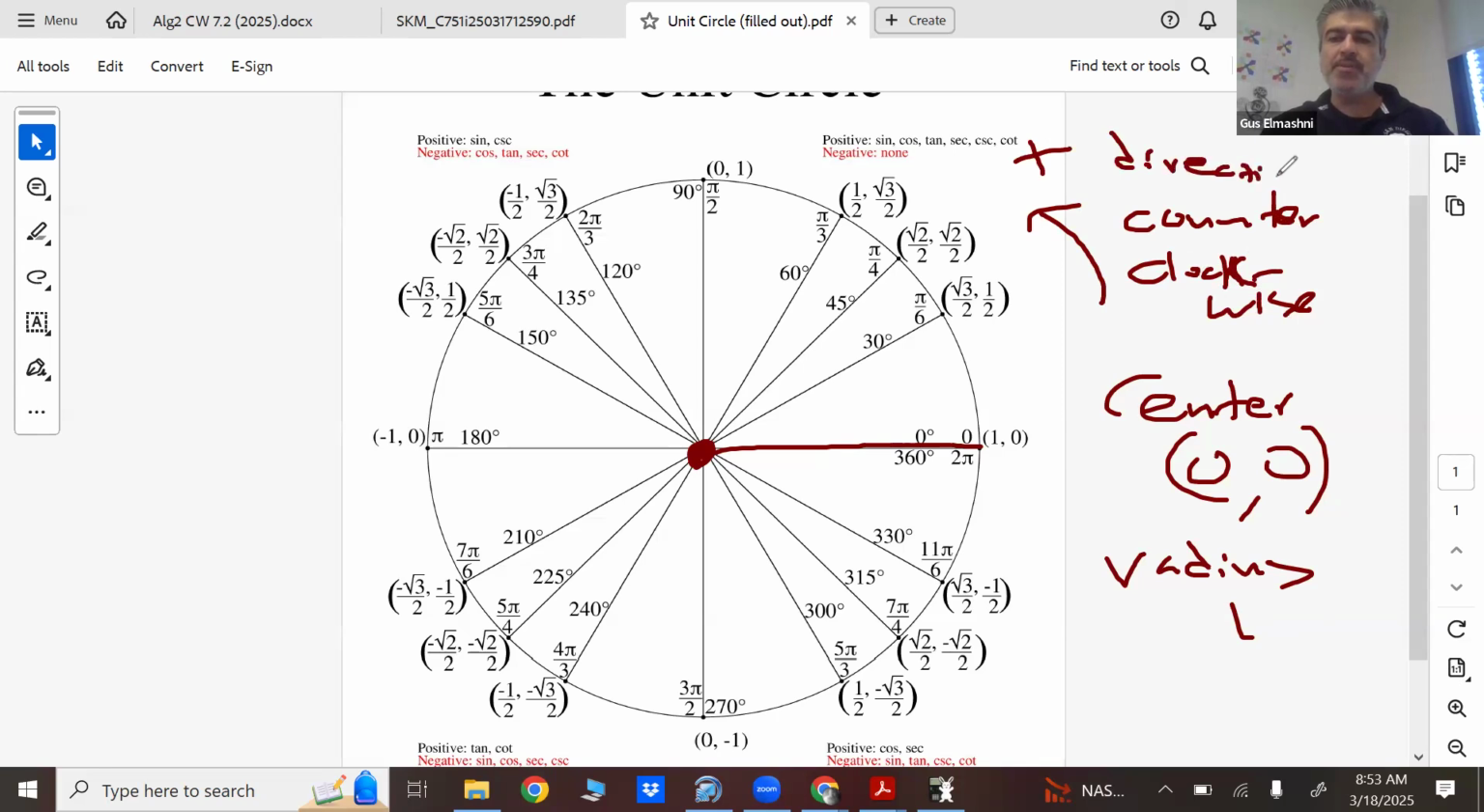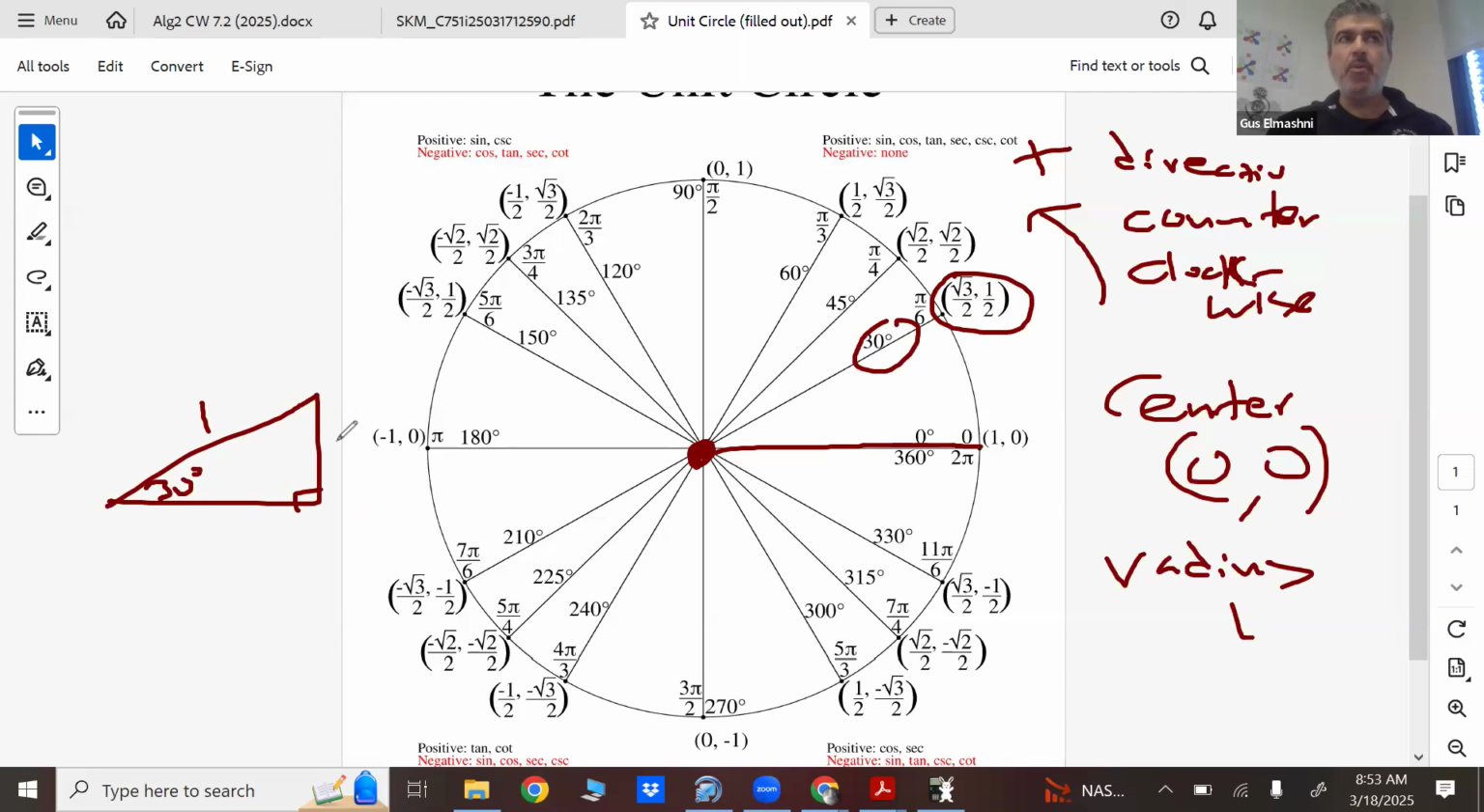So notice that 30 degrees is over here, and look over here, √3/2, 1/2. Where did that come from? It came from a 30-60-90 triangle. How long is my radius? 1. That's 30 degrees. So the height would be what then? How's the height compared to the hypotenuse? It's 1/2. It's half. Yeah, exactly. It has to be half the hypotenuse, and this is √3 times the short leg.